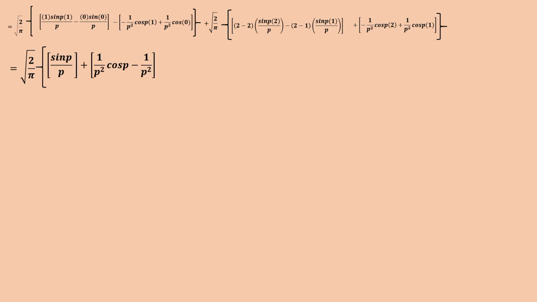First term sine p by p, sine 0 is 0. Then second term, minus into minus plus, so plus 1 by p square cos p, minus into plus plus, cos 0 is 1, minus 1 by p square. Next term plus root 2 divided by pi, 2 minus 2 is 0, so the total term becomes 0. So we will get minus cos 2p by p square.